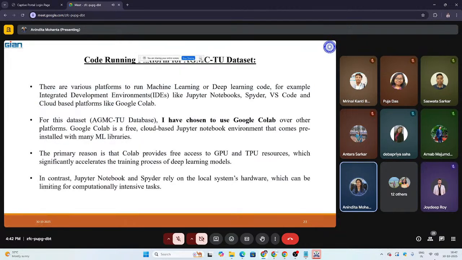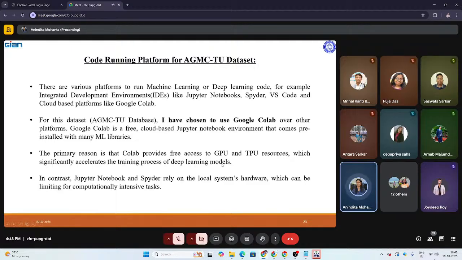For the code running platform, I have used Google Colab. There are various platforms generally to run deep learning code. For this data set, I have chosen Google Colab over other platforms because it is a cloud-based environment that comes pre-installed with many machine learning libraries.